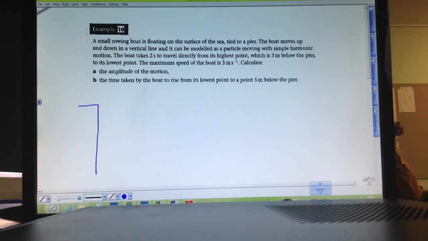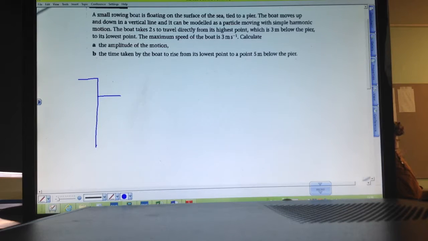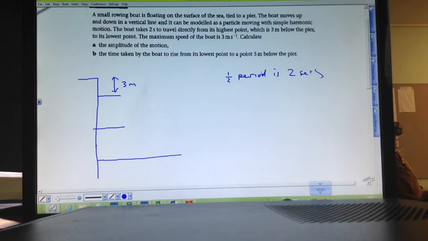I'll do a drawing anyway. Here's the pier. You always need to do a drawing. And what we've got here is 3 metres going down from the pier top, 3m. We're going to have some kind of centre we're going to put here, and then further down here is the lowest point. Right, and it takes 2 seconds from here, so half period is 2 seconds. Therefore, tau, which is equal to 2 pi over omega, is equal to 4. So, straight off, omega is equal to pi by 2. Okay, rads per second.